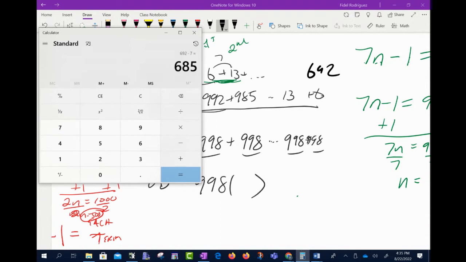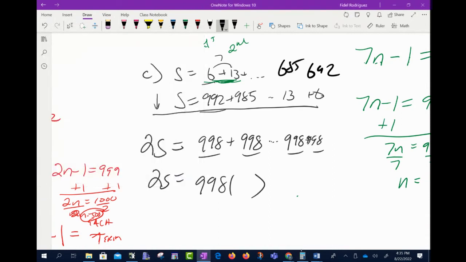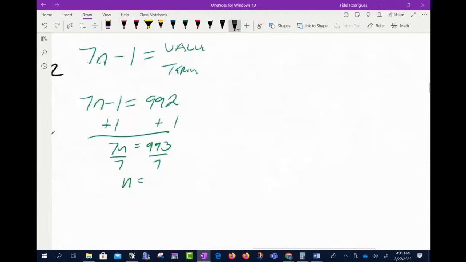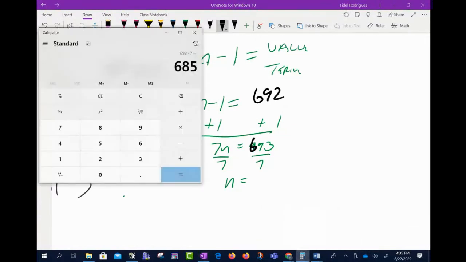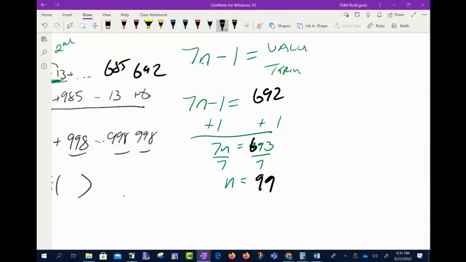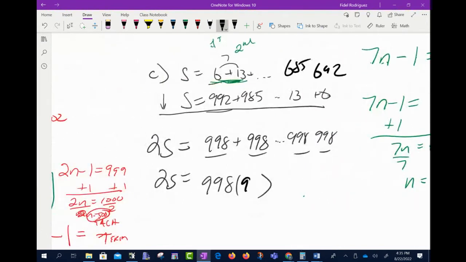692 minus 7 was 685. It's still 698 though. Okay, so 692, that's the only mistake we had. Let's fix this part right here. Sorry about that, you guys. 692 becomes 693. So 693 divided by 7 is, there we go, 99. So we have 99 terms.